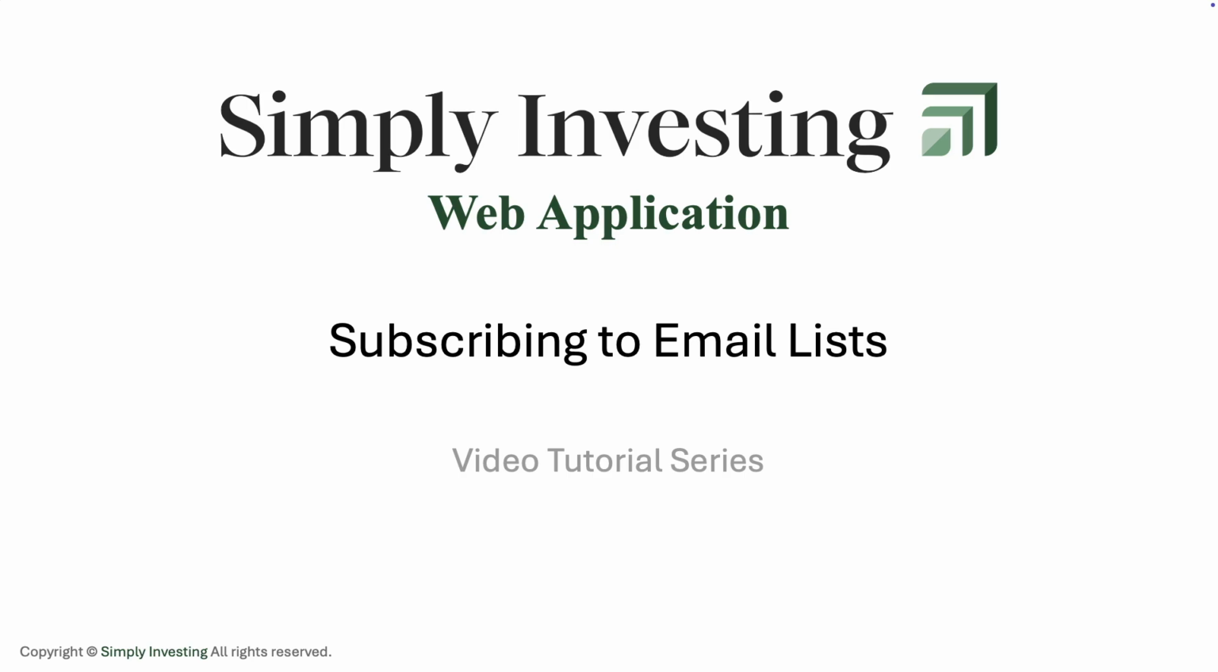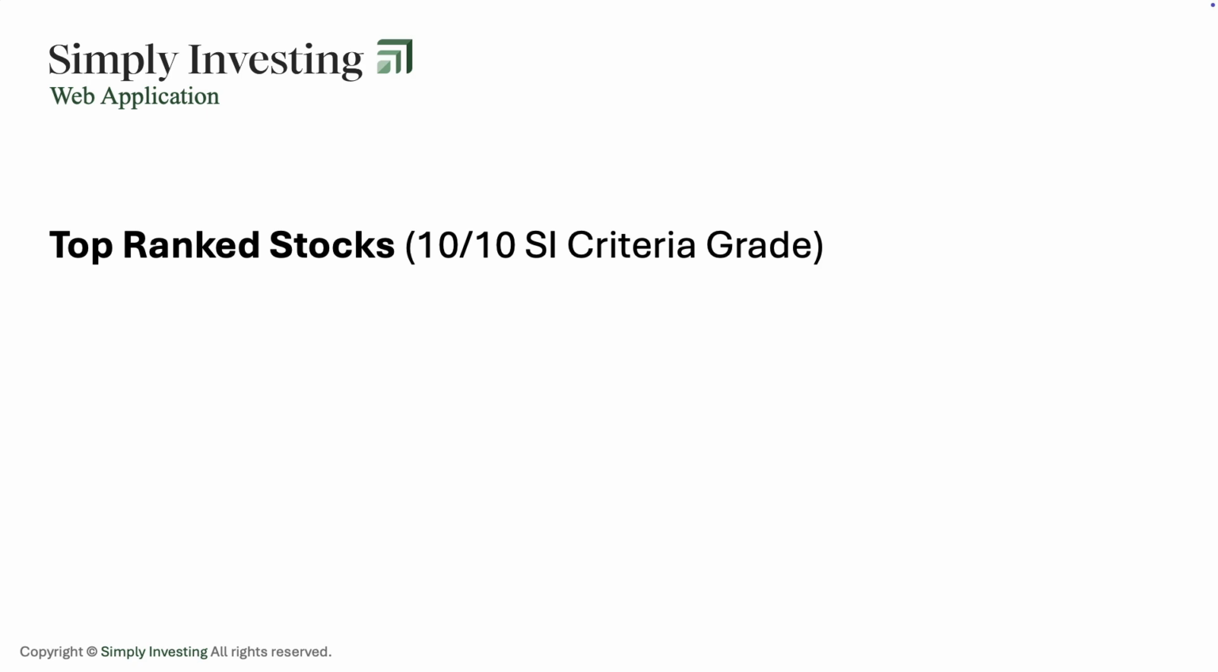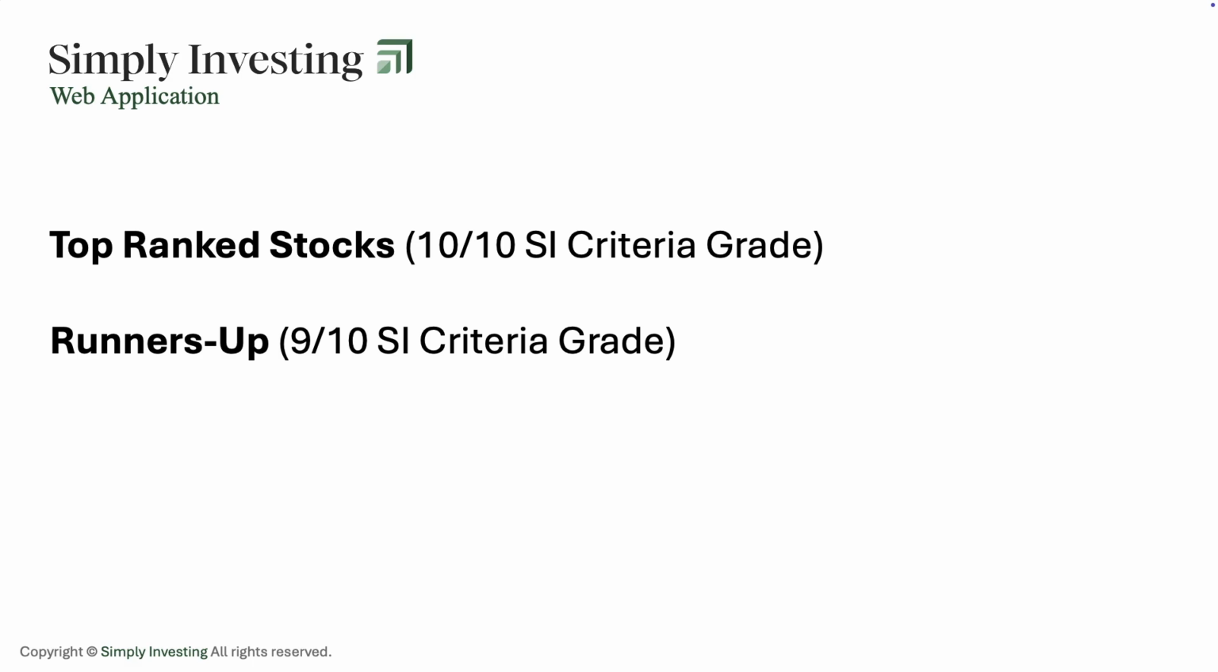In this video, I'm going to show you how you can subscribe to our email lists that are available in the Simply Investing web application. The first list that you can subscribe to is the list of top ranked stocks. And just as a reminder, these are stocks that get a grade of 10 out of 10 in the Simply Investing criteria. The next list is going to be the runners up list, and here are companies that get a grade of 9 out of 10 in the SI criteria.